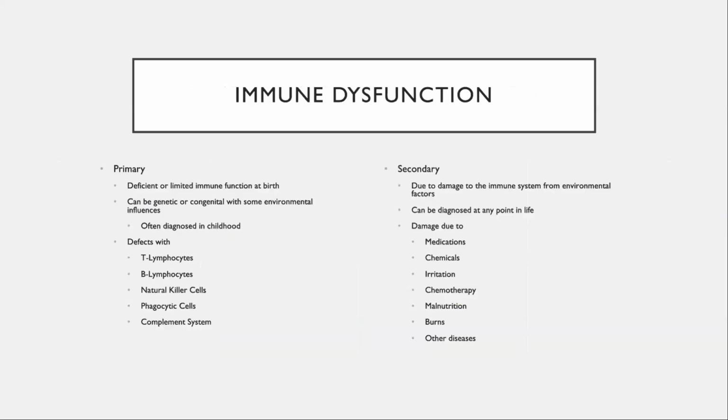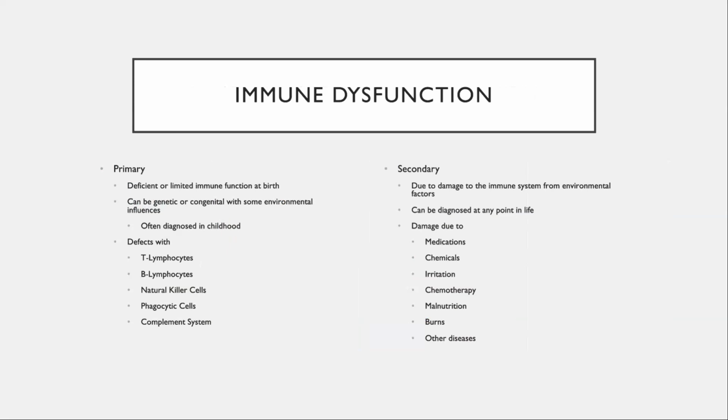Immune dysfunction can be categorized as primary or secondary. Primary immune dysfunction is deficient or limited immune function at birth. This is often genetic or congenital with some environmental influences and is often diagnosed early in childhood. This includes defects with T lymphocytes, B lymphocytes, natural killer cells, phagocytic cells, and our complement system.